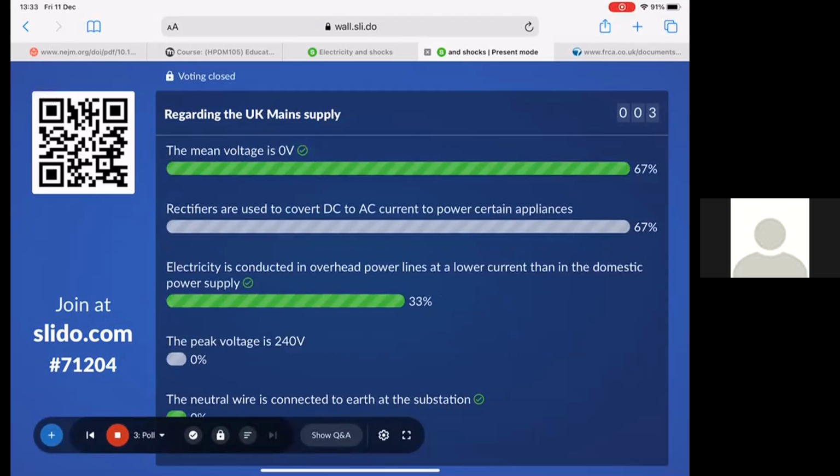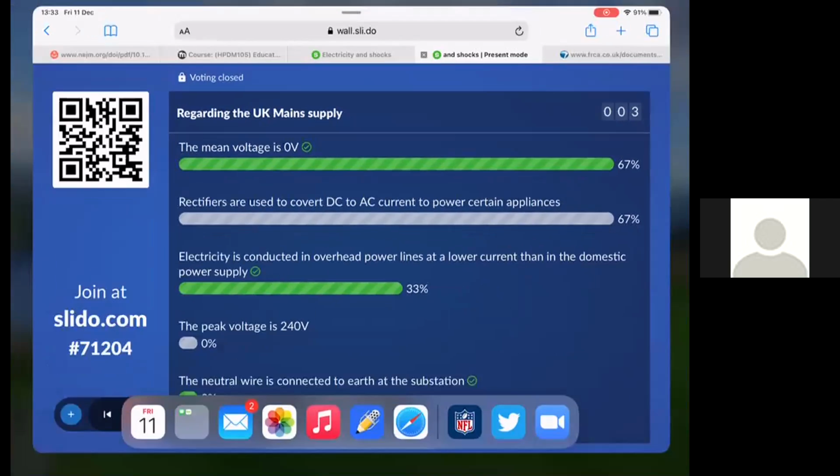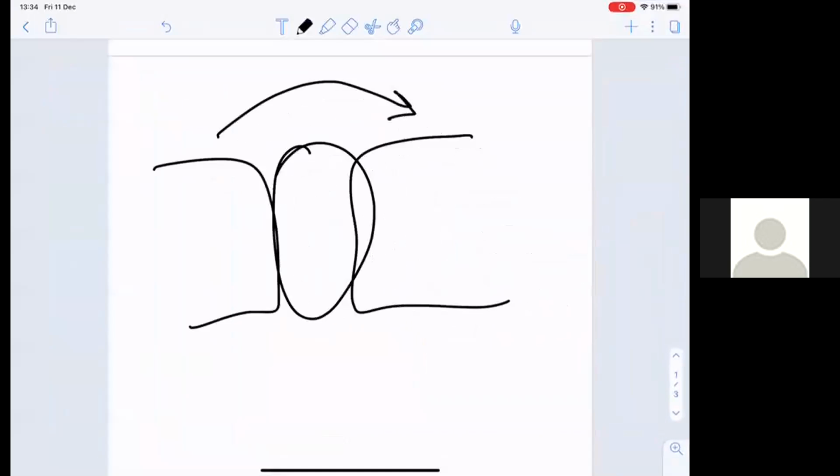So regarding the UK main supply, the mean voltage is 0 volts. And the peak voltage is 240 volts. No one thought that was true, so that's good. The mean voltage is 0 volts. Let's quickly talk about the AC thing again, shall we?